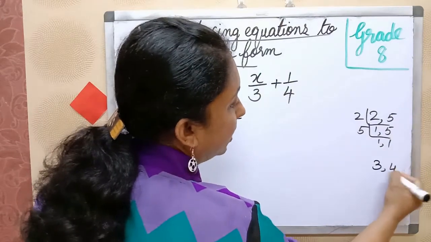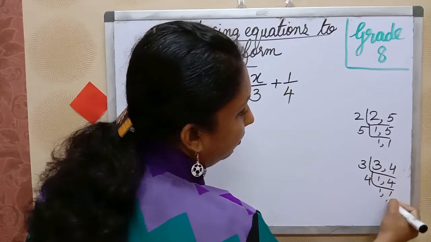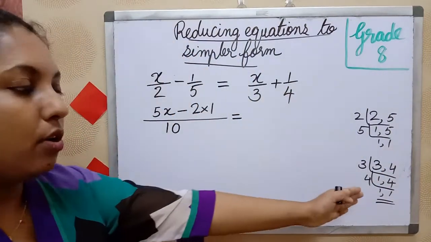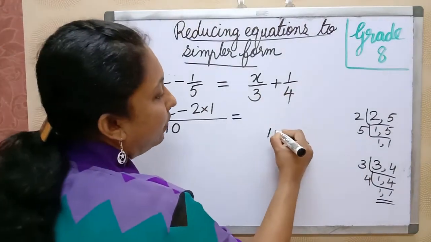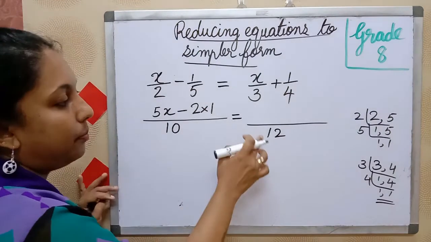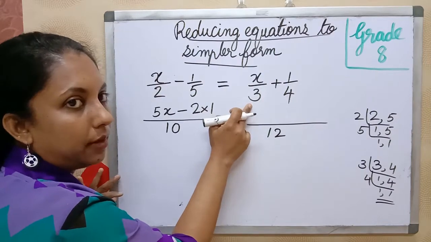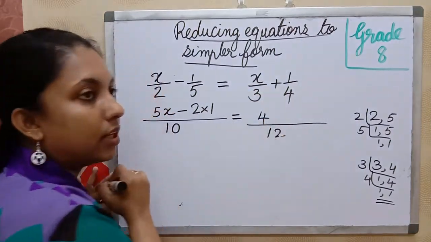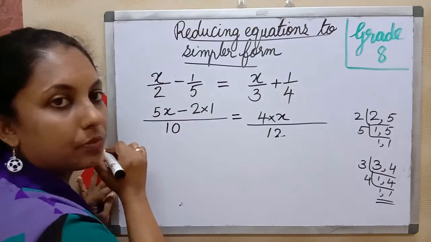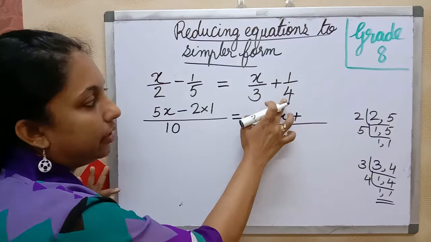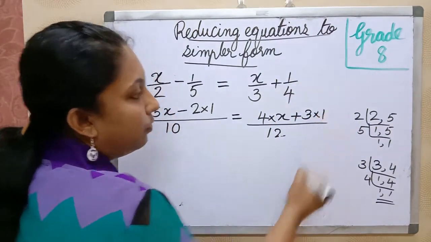3 and 4 LCM is 12 only. As you all know how to take LCM. So 3, 4, LCM is 12 only. Upon 12, again 12 divided by 3, that is 4. 4 3s are 12. Into numerator is x. x plus 12 divided by 4, 3 into 1.